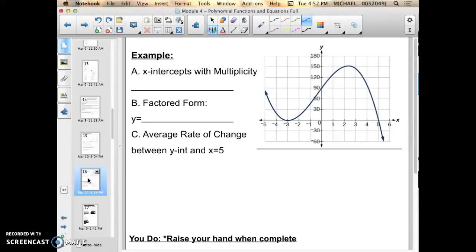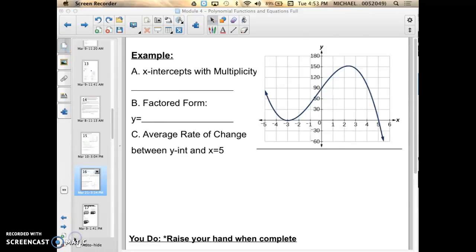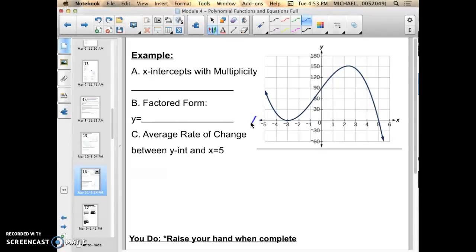So the first part, part A, is x-intercepts with multiplicity. Again, to find the x-intercepts, I have to look at the polynomial graph, pictured at right, and identify where the graph hits or interacts with the x-axis. And the x-axis is the horizontal axis. I see that it hits the x-axis here and here, two places, and in two different ways.